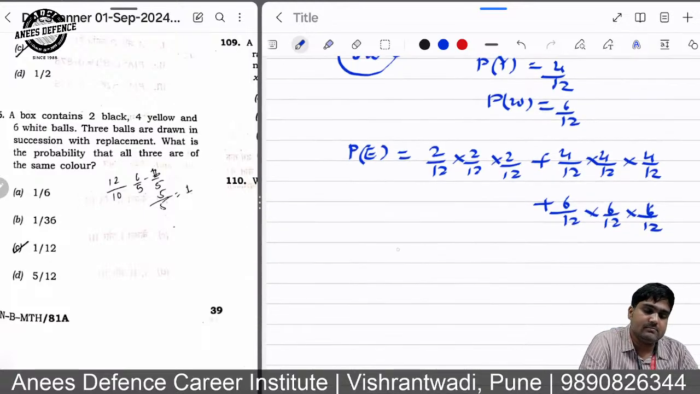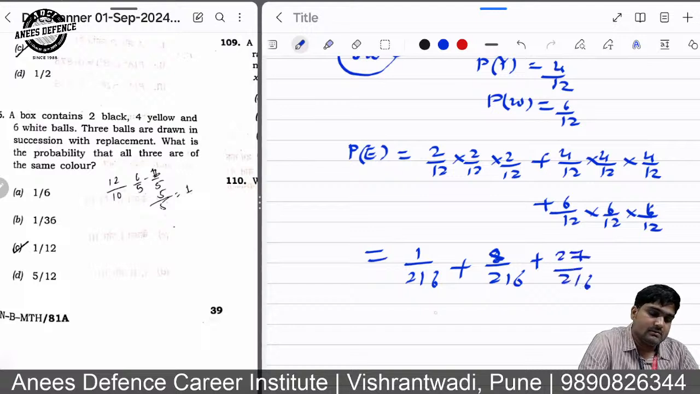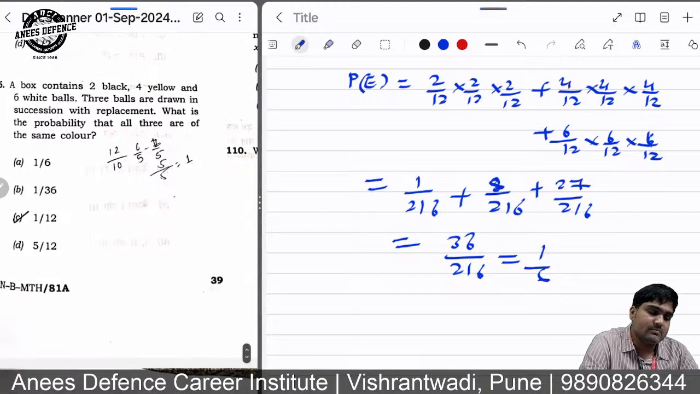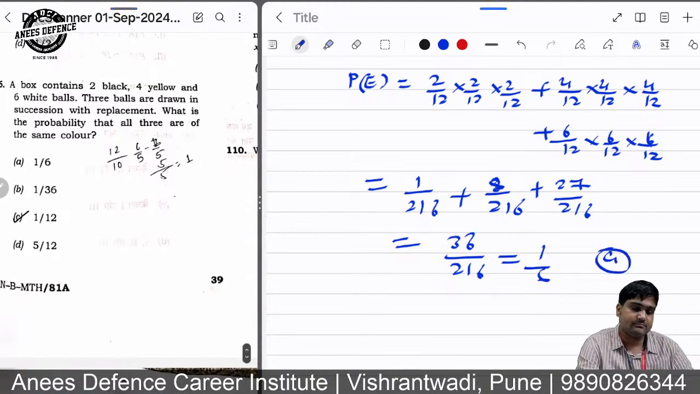Okay, so now solve this part. 1 by 6 into 1 by 6 into 1 by 6, so it's 1 upon 216. 1 by 3 into 1 by 3 into 1 by 3, so it's 8 by 216. And 27 upon 216. Now 27 plus 8 is 35, 35 plus 36 is 216. It's 1 by 6. So the answer for question number 106 is option A.